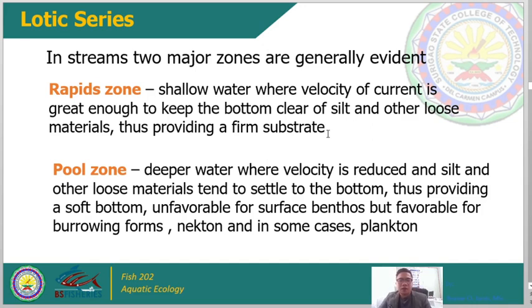And in contrast, we have the pool zone, which is deeper water where velocity is reduced and the silt and other loose materials tend to settle at the bottom, thus providing a soft bottom, unfavorable to surface benthos, but favorable for burrowing forms, nektons, and in some cases, planktons. So usually the lotic series are rich, meaning diverse. Many organisms thrive in those zones. Most of the diverse environments are located in the pool zone because most of the organisms can thrive there, and most of the nutrients, minerals, food, and shelters are located in the pool zone.